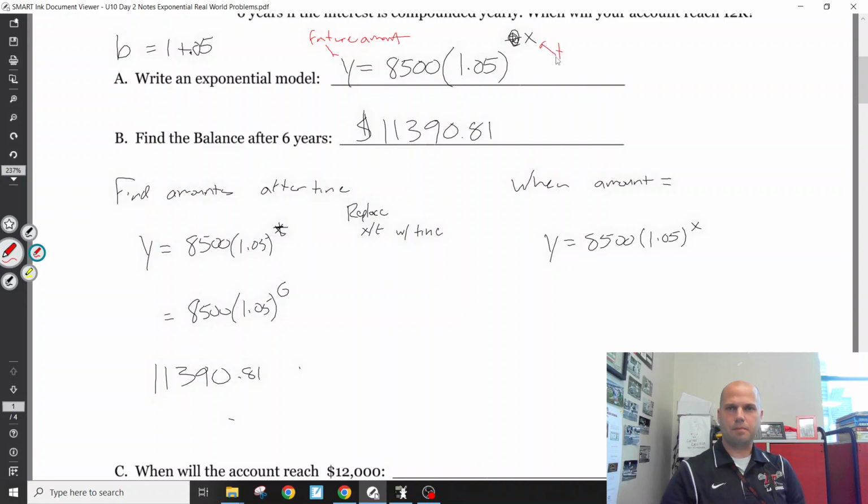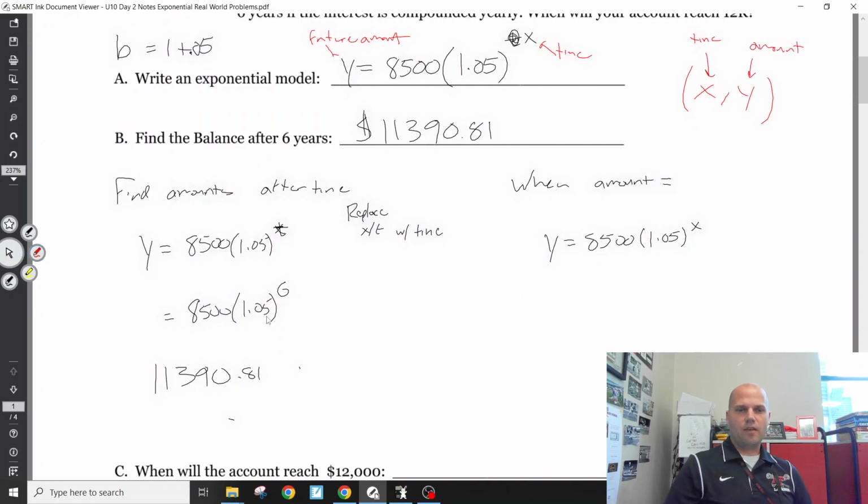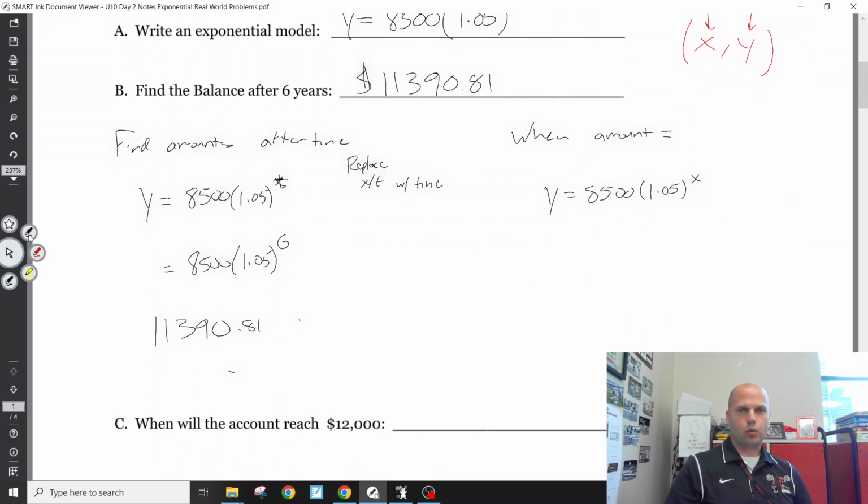This is your time. So when you get x comma y points on your graph, understand this is time. This is like an amount or a future amount. So if I ask you, when will the account reach $12,000, you're wondering, what is your x when your y is $12,000? So I'm going to set up this equation.